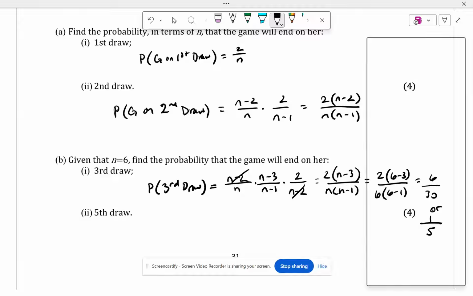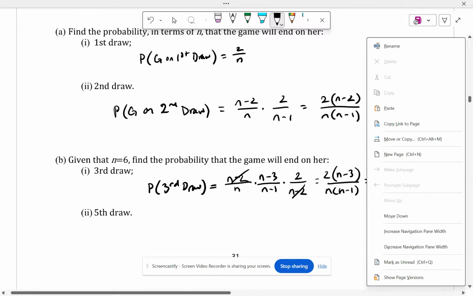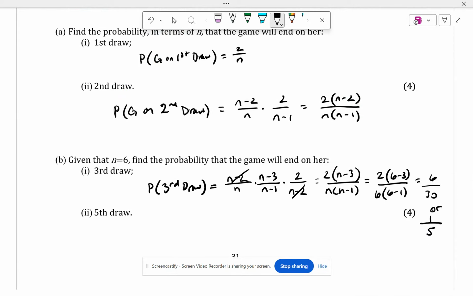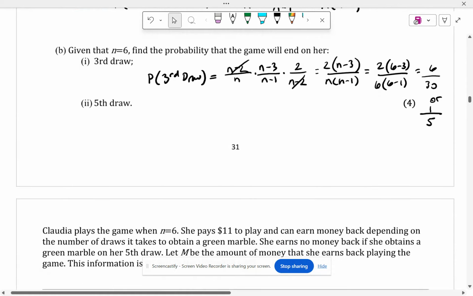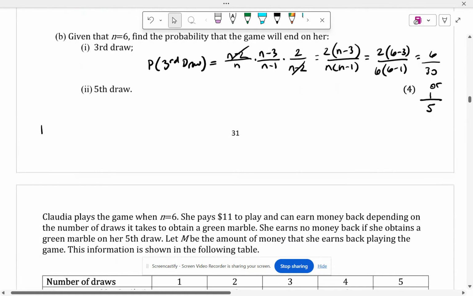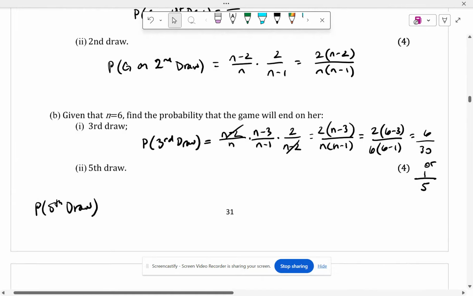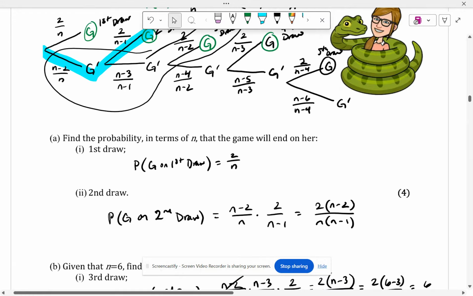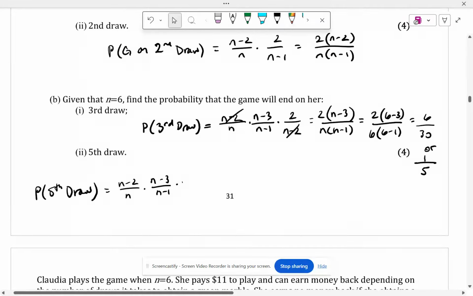Okay, and that it's still opening stuff, but I'm not even touching it. On the fifth draw, let's set it up the same way, see if anything cancels, and then we'll put in the 6 at the end. Otherwise, we're just doing needless complications, right? Okay. Fifth draw is going to be n minus 2 over n times n minus 3 over n minus 1. I'm just copying from the one above, but then after that I need to go up. So it's n minus 4 over n minus 2.